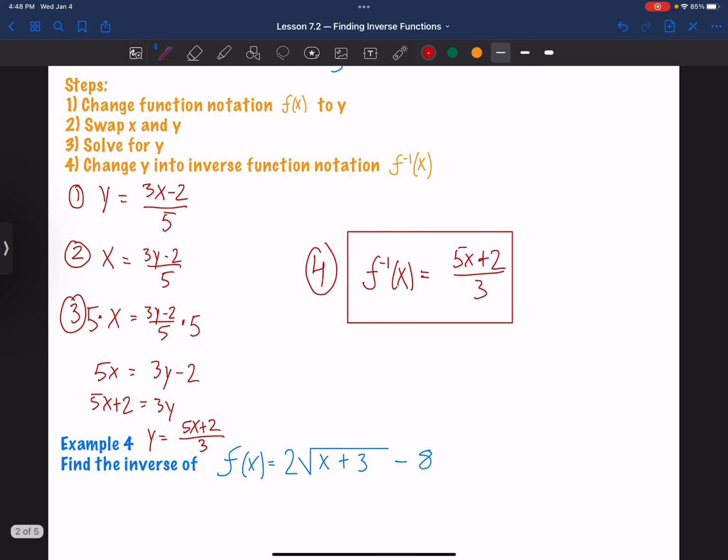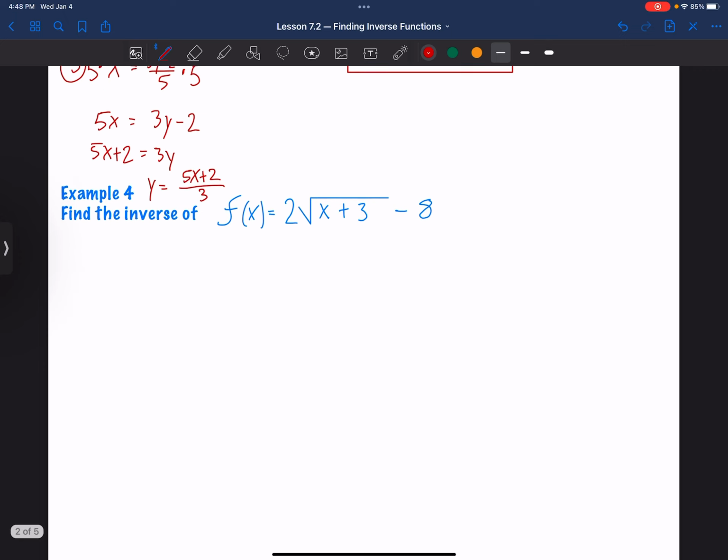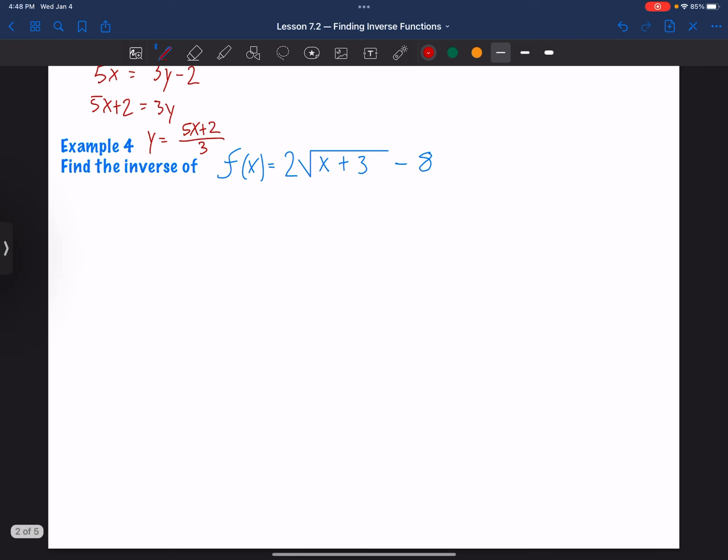You just change the function to y, you swap x and y, you solve for y, and then you just finalize your answer writing it in inverse function notation. That's it. Okay. So let's do example 4. Let's do another one of these.